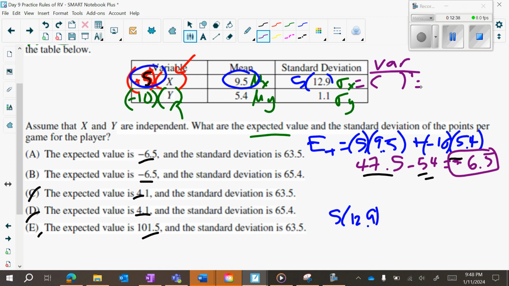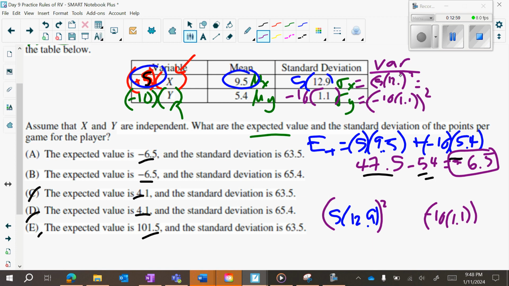Separately, you're going to do -10 times 1.1 to get the new standard deviation of y, and then you're going to square that to get the variance of y. And then once you have your two variances, you're going to be able to add them, because remember, variances add. And then you're eventually going to take the square root, okay?